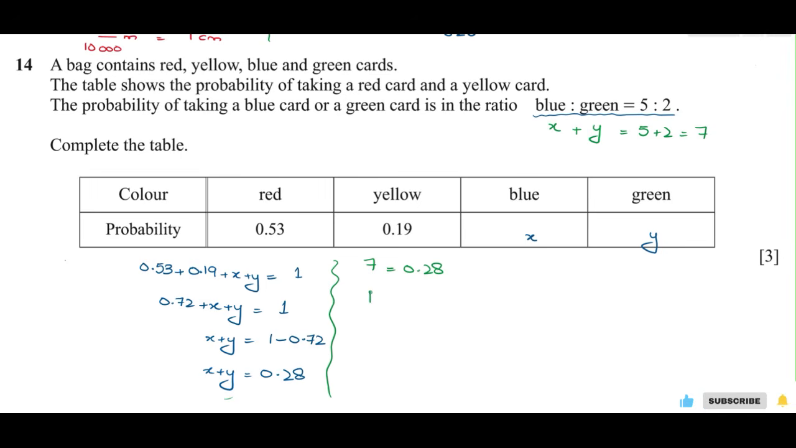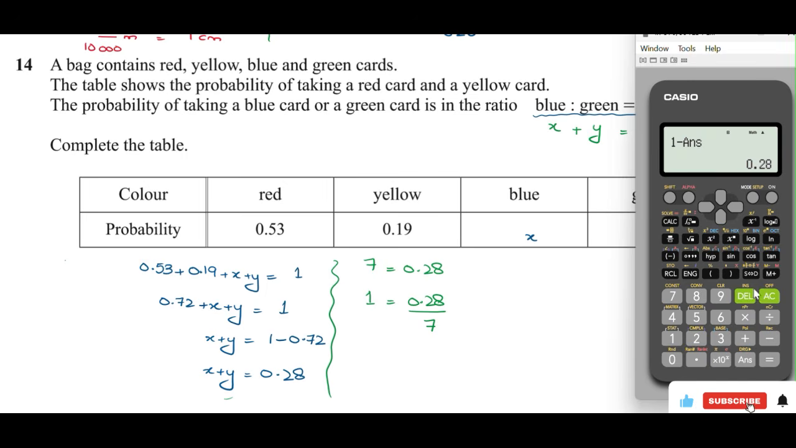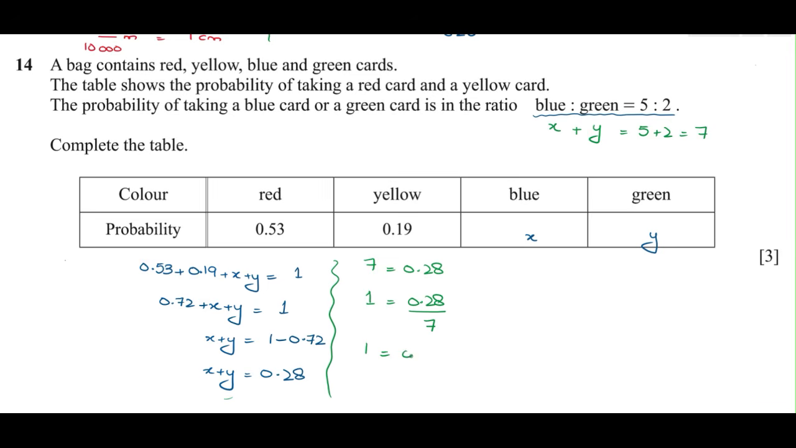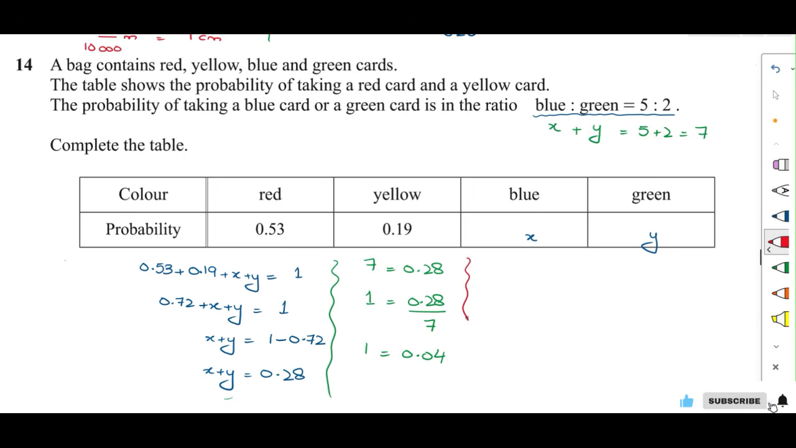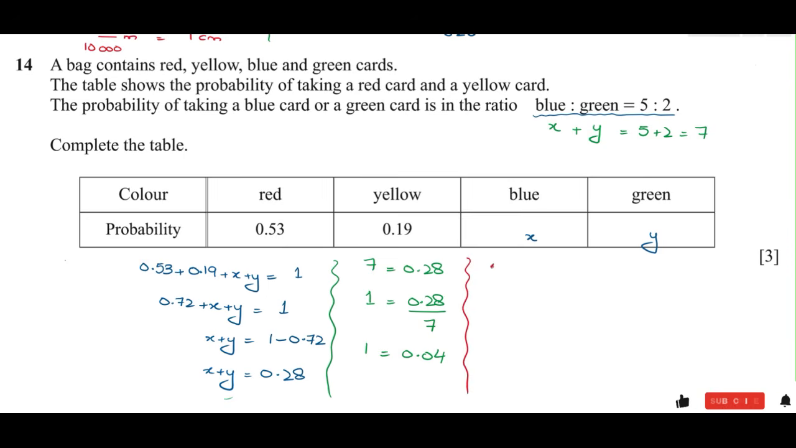So we need to solve what 1 equals to. 1 equals to 0.28 divided by 7. Okay, 0.28 divides 7 is 0.04. So means 1 equals to 0.04. Now we need to figure out what 5 equals to and what 2 equals to. So here we can say 5 would be equals to 5 times 0.04, and 2 is equals to 2 times 0.04.